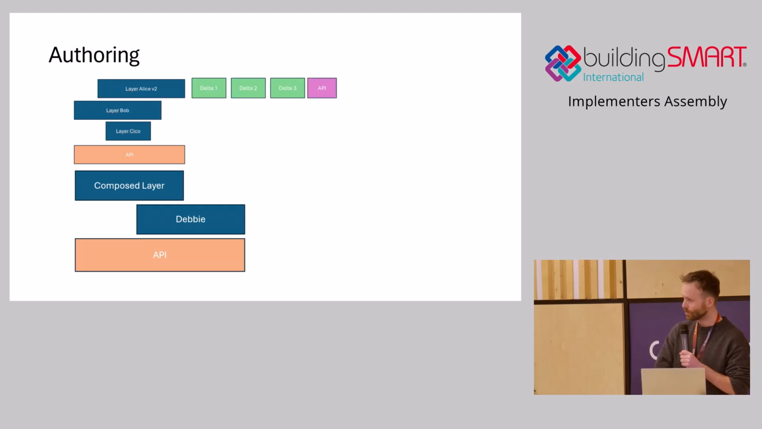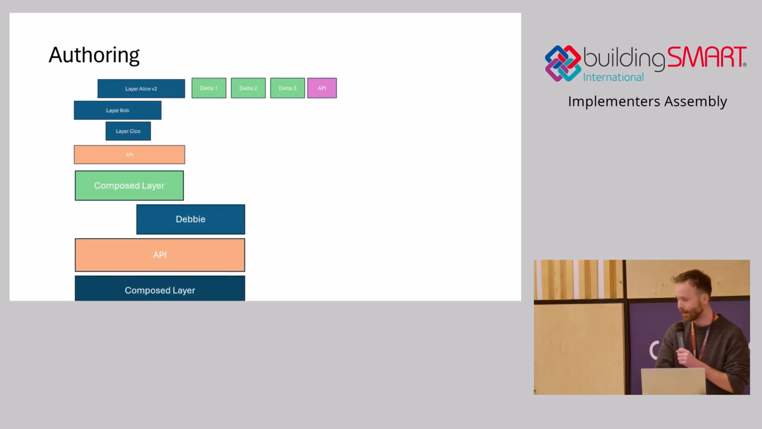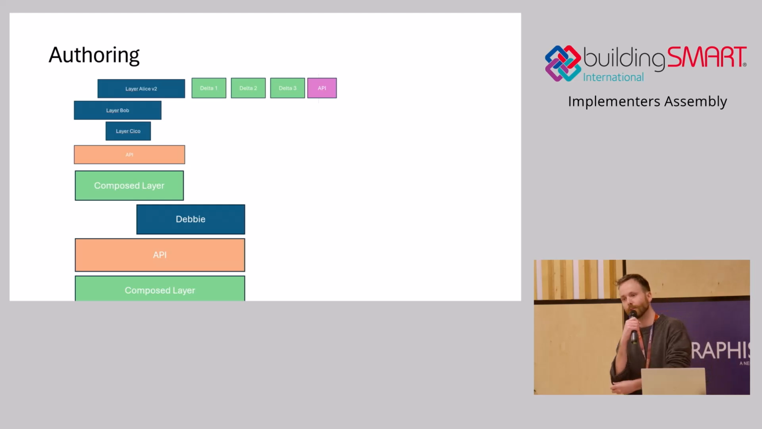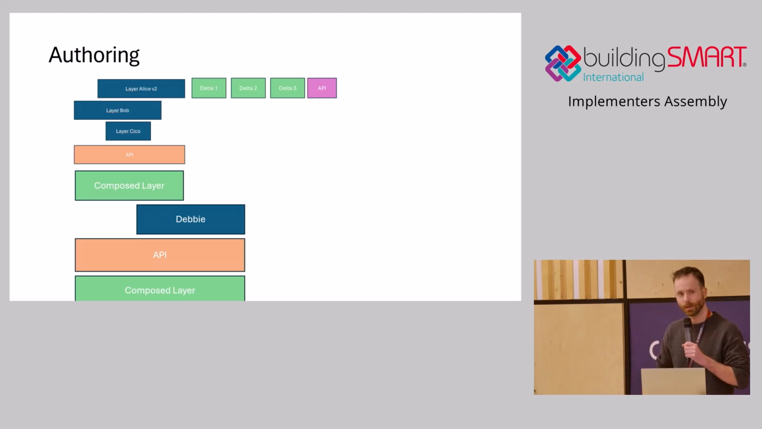So if I change something in Alice, I get a composed layer back. And I get a new composed layer at the end, which is also updated with the deltas from Alice. And if we do this well, it's kind of like Git. It's been talked about a million times before. We get, let's say, 21st century level of authoring.